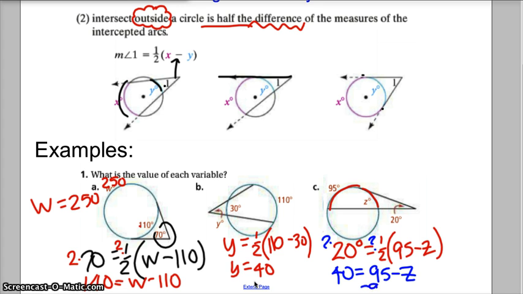Oh, I'm sorry. 95 is positive, so I need to subtract it from both sides. Don't freak out. Remember, that z right there is a negative. So it's negative 55 equals negative z. So z equals 55.